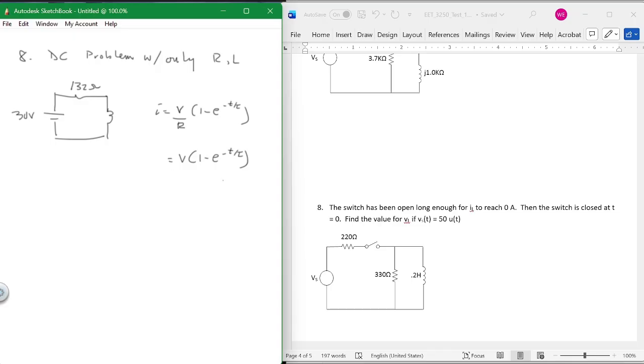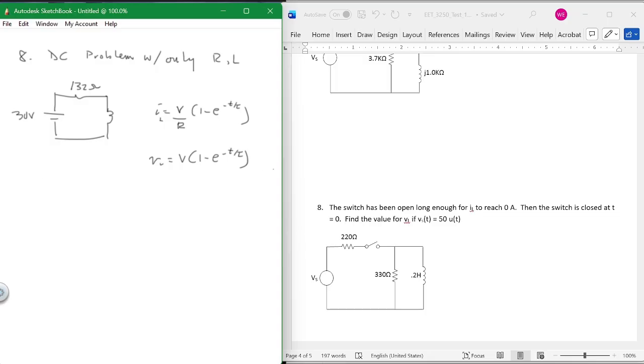If you wrote anything like this with these values, 30 over 132, or V is 30, I gave you credit for it. This is the current that goes down, and this is the voltage that goes up. Okay, the current goes down, so the voltage goes down to 0. This is the voltage across V sub L, I sub L. Find the value of V sub L for 50 volts. Well, it's this.